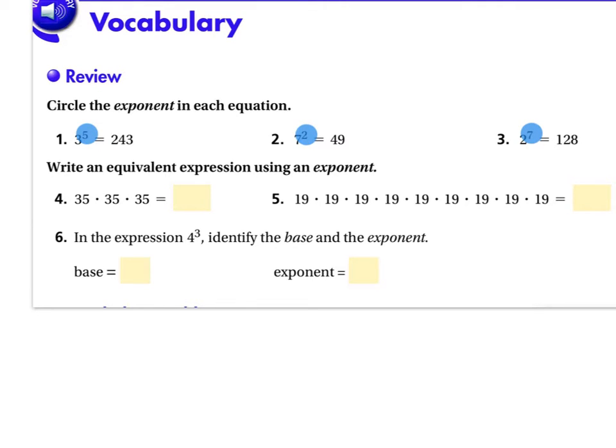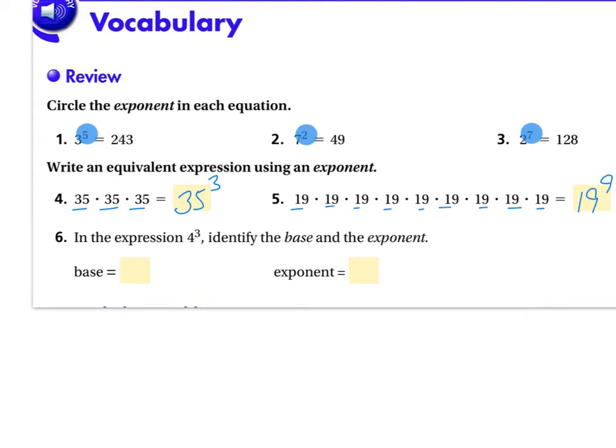Write an equivalent expression using the exponent. Well, the exponent tells us how many times something is being multiplied. So we are multiplying the 35 3 times. So this is 35 raised to the third power. We're multiplying 19 2, 3, 4, 5, 6, 7, 8, 9 times. So the answer is 19 to the ninth power.